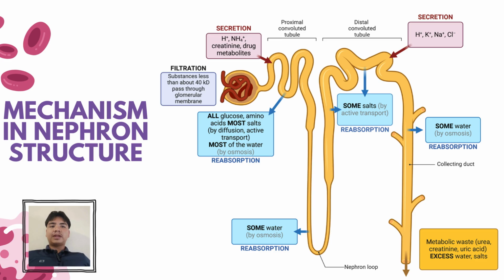So the third process is secretion at the proximal and distal convoluted tubule. It secretes hydrogen ions, potassium ions, and ammonium ions. And lastly, the final reabsorption of water at the collecting duct, and the urine becomes concentrated.